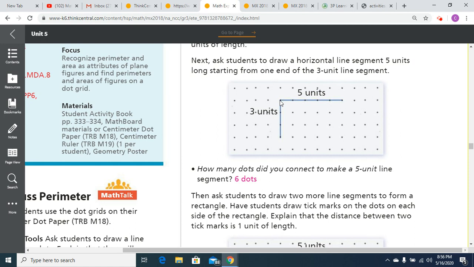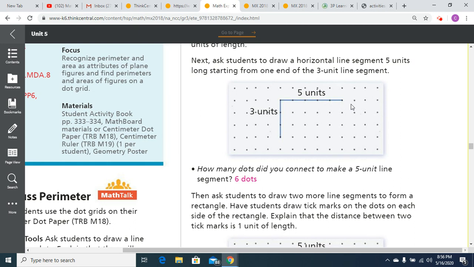My question is, how many dots do you think I connected to make a 5 unit line segment? Let me show you here. If you count with me, as you can see, there's 1, 2, 3, 4, 5, and 6 dots connected. This is the same as when you were doing line segments in your number lines to find unit fractions. Same thing, but this time you're using units to find the perimeter of a shape.